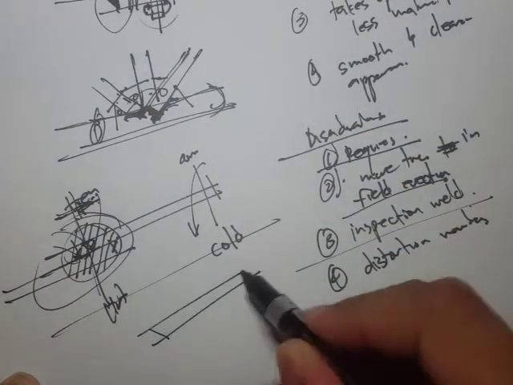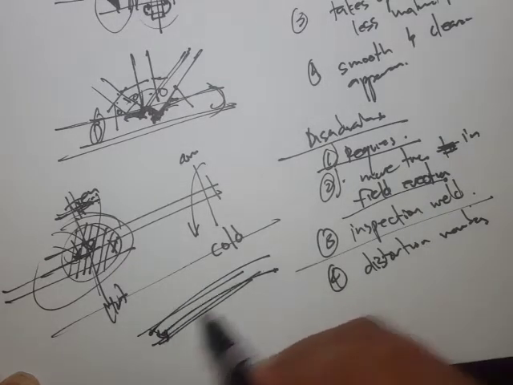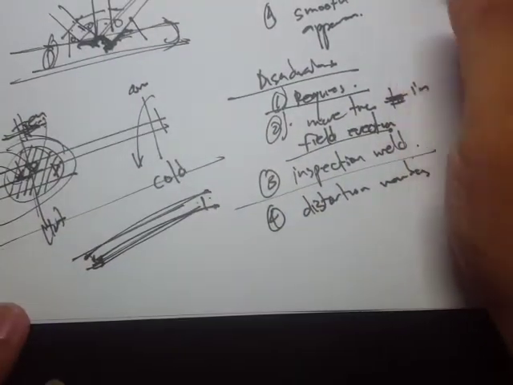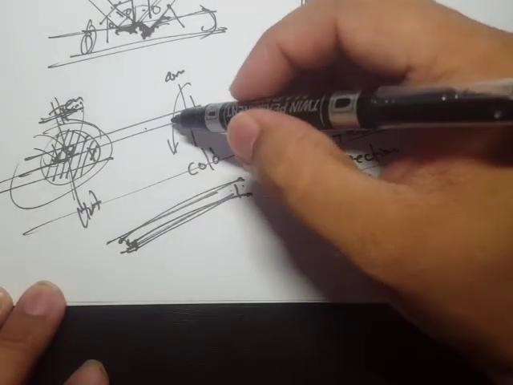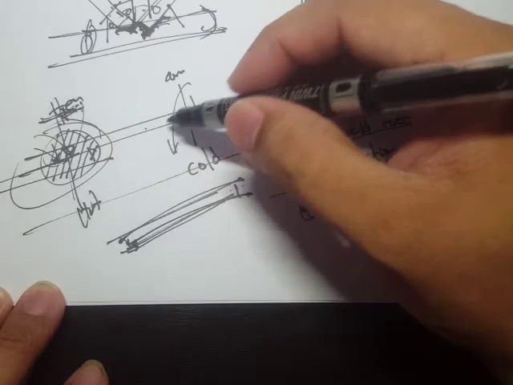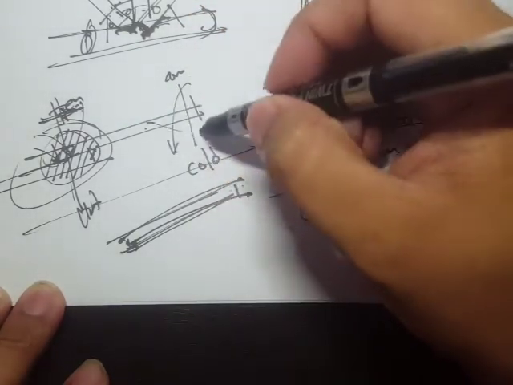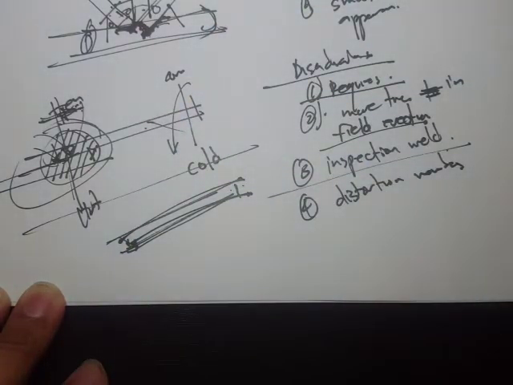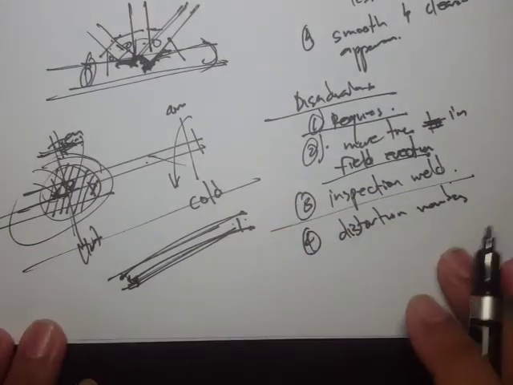So instead of having it straight, it's probably something like this. That's the disadvantage of welding. So in that case, you have to provide proper bracing, or have enough material to be able to accommodate this distortion.